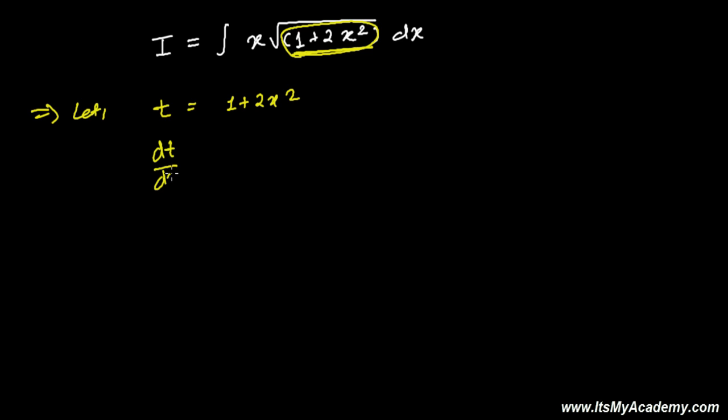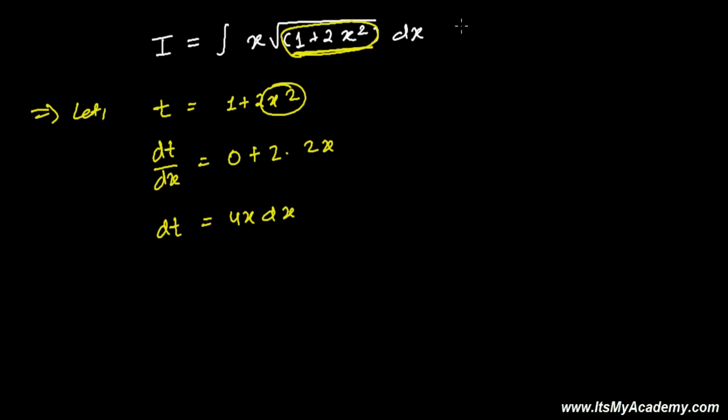So dt over dx is now, see, why do we suppose this? Because we can reduce this constant to zero. That always helps us. That's why I didn't suppose x as t. Now the derivative of this constant 1 is 0, and 2 is a constant as well as a coefficient, so it is just outside. And now the derivative of x squared is 2x. So dt is equal to 4x dx.